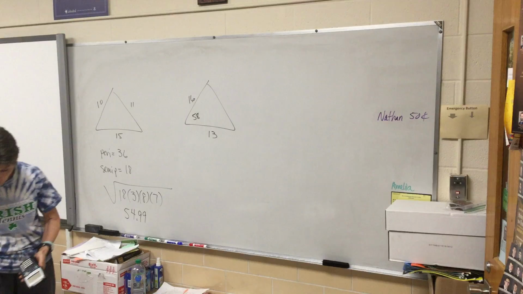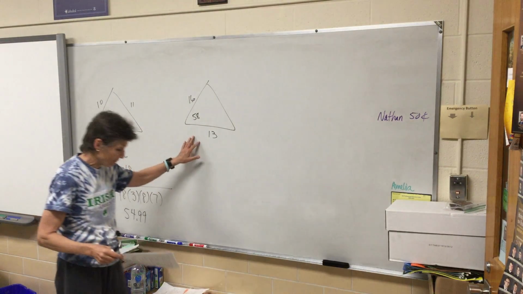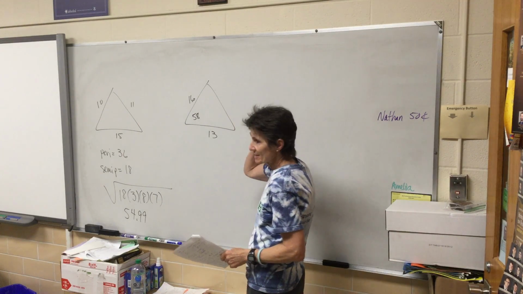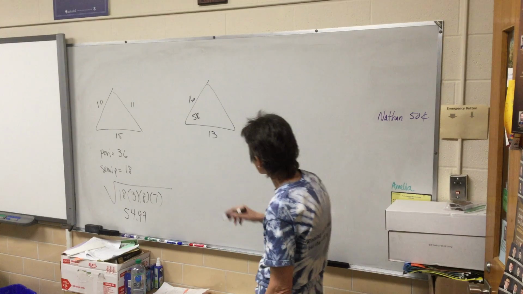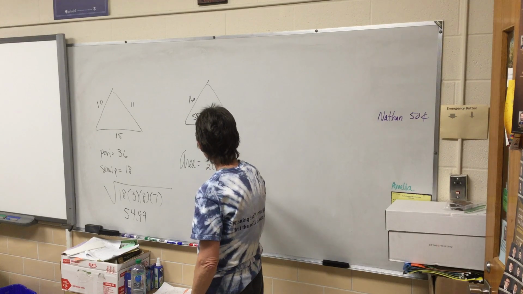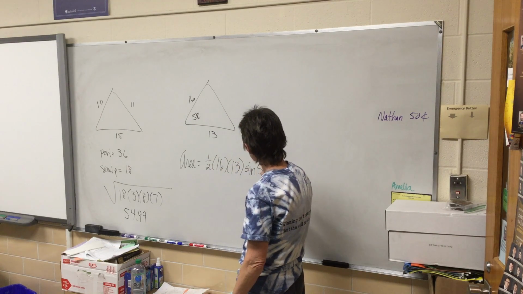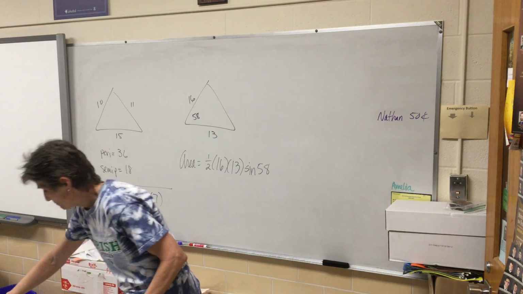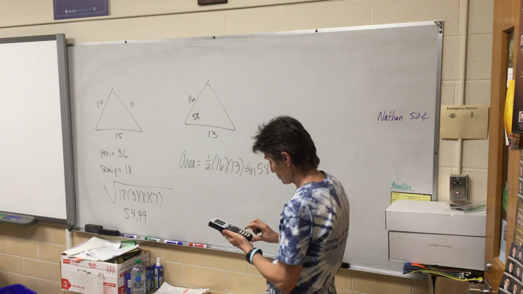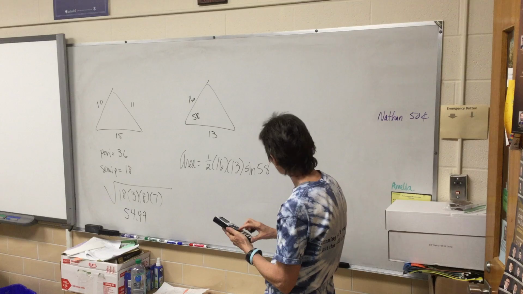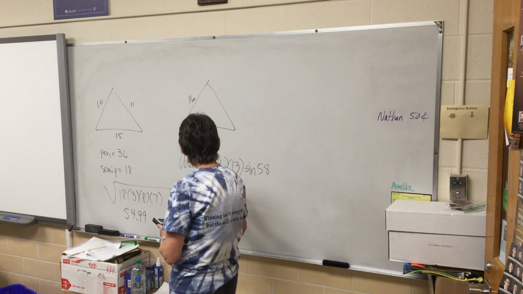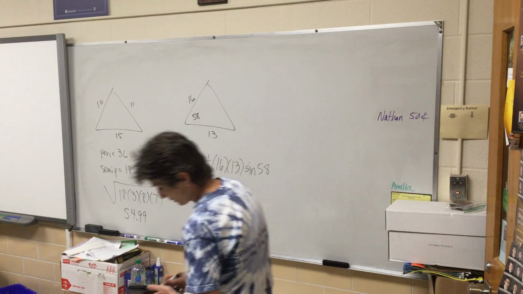Now, Hero's formula will not work on this next one because I don't have all three sides. I could find the third side, but that would necessitate some rounding off, and that would be a lot harder than just remembering the area is 1/2 side times sine of included angle. That's it. I don't have to do anything but type it in. 1/2 times 16 times 13 times sine 58. And I got 88.20 for the area of that triangle.